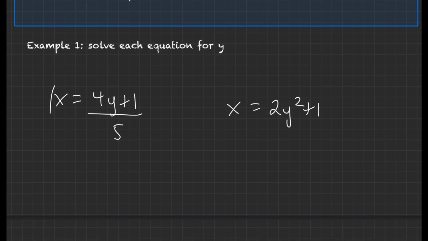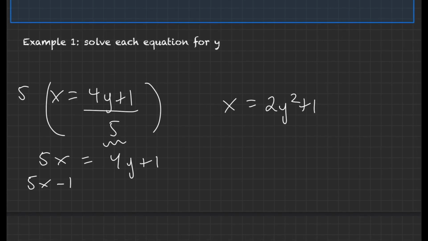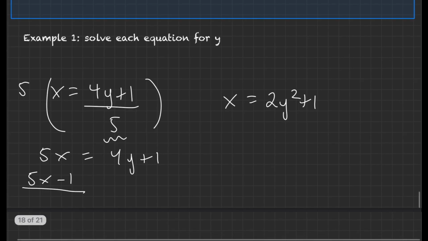So the first thing I'm going to do is multiply by 5 to get rid of the 5 on the denominator. So that's going to give me 5x equals 4y plus 1. And then I'm going to move the negative 1 over, and I'm also going to divide by 4 to isolate for y. Okay?